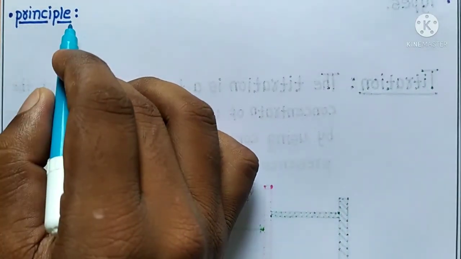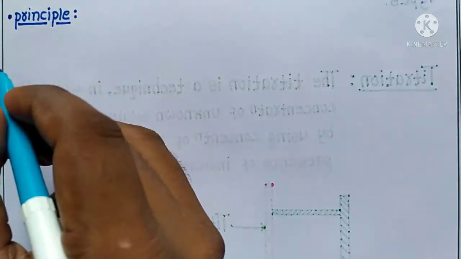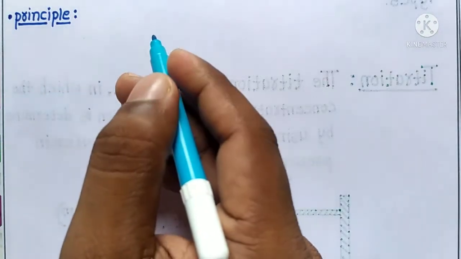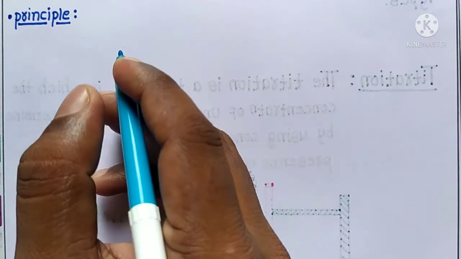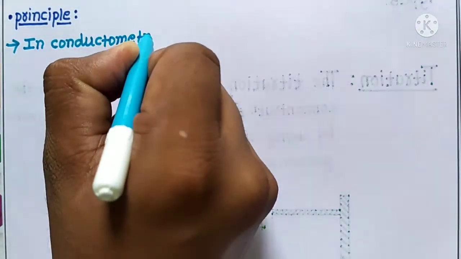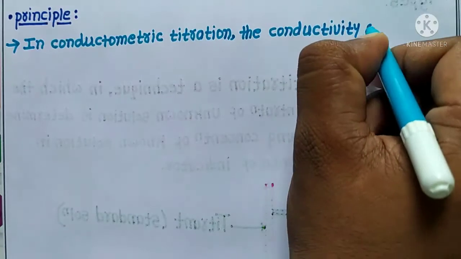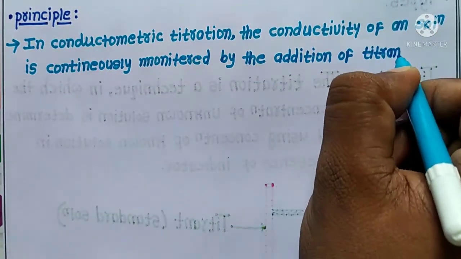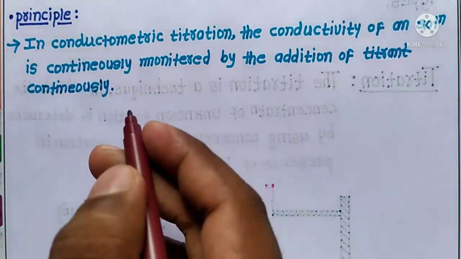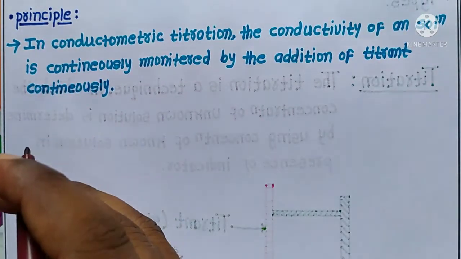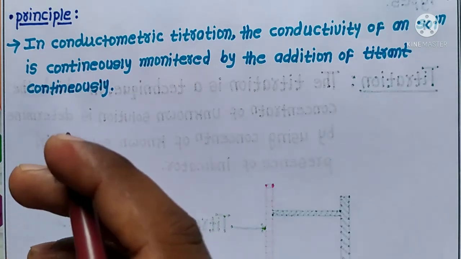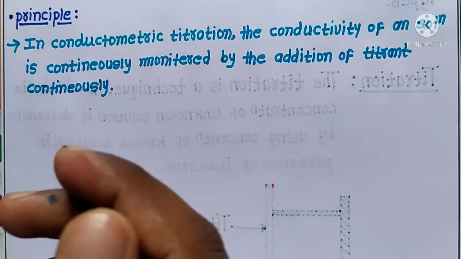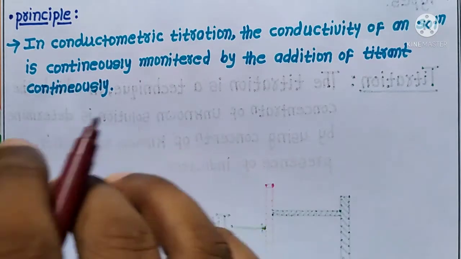Now the principle of conductometric titration. In conductometric titration, the conductivity of a solution is continuously monitored upon the continuous addition of titrant. At a certain point, the conductivity of the solution suddenly changes due to the replacement of ions, and this point is called the equivalence point, or also the end point of the reaction.